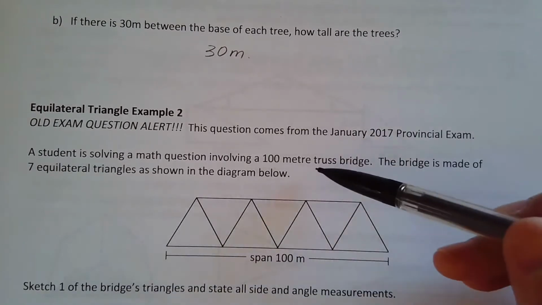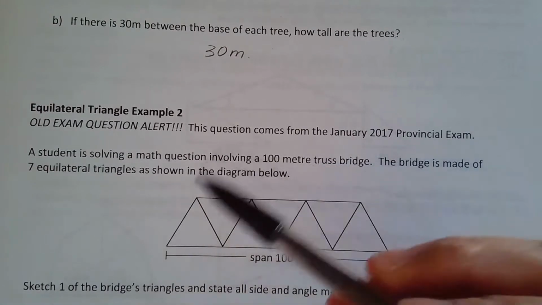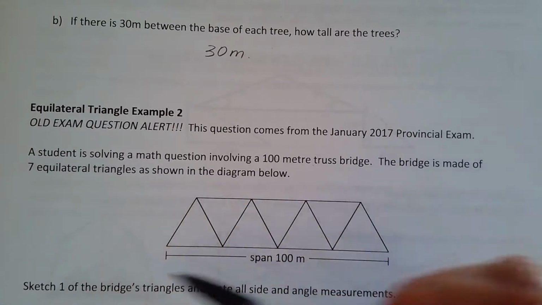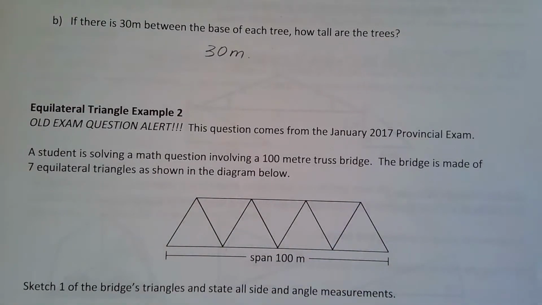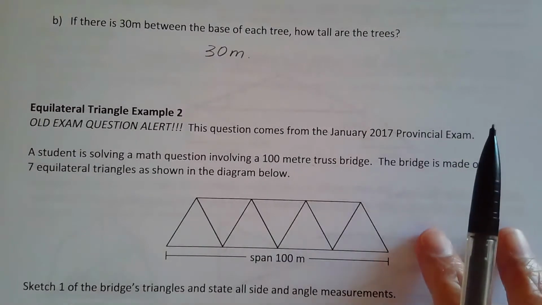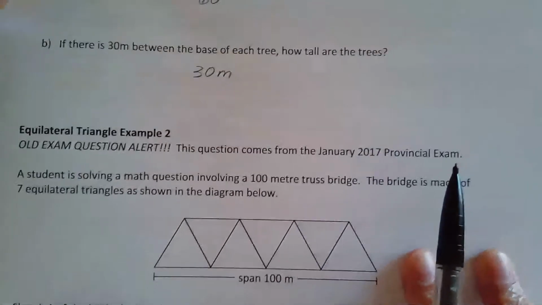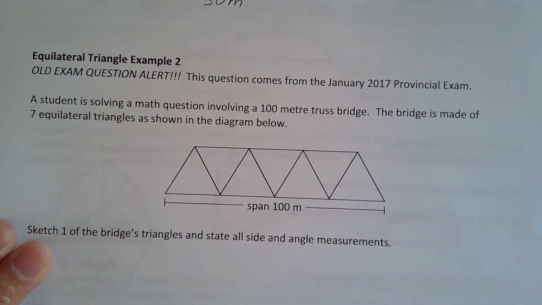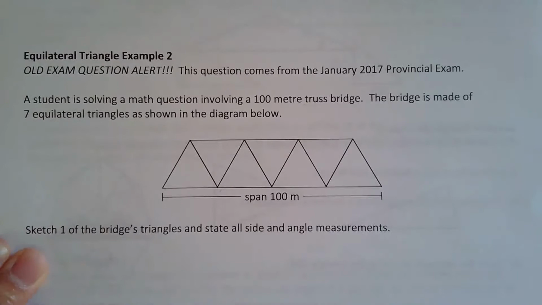Now, if you pass by a bridge, you will see a whole bunch of triangles forming, right? The reason for that is that the strength lies in the triangle. There's no other shape that is stronger than a triangle. Triangle is the strongest shape. That's why a lot of structures have a lot of triangles in them.